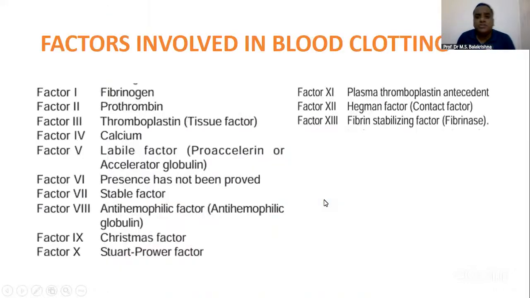Okay. So factors involved in blood clotting, 13 factors, you should know all these factors and which are vitamin K dependent and non-K dependent. All those things are there in your dental pulse book also. So please go through all of them. You should be able to tell them in order.